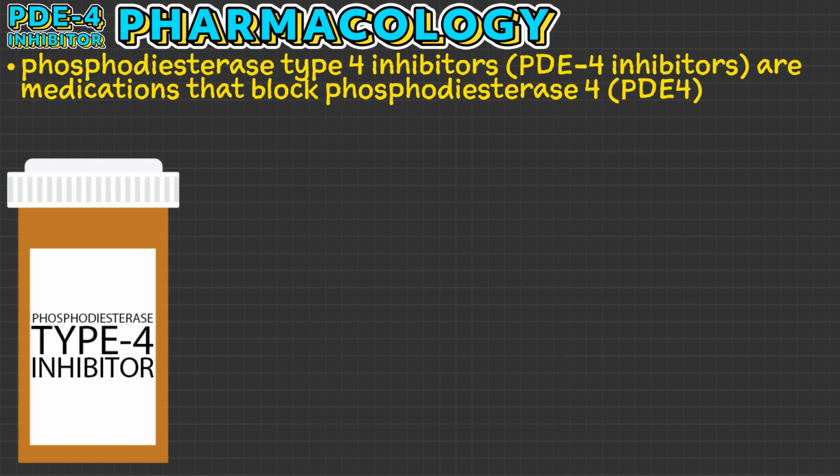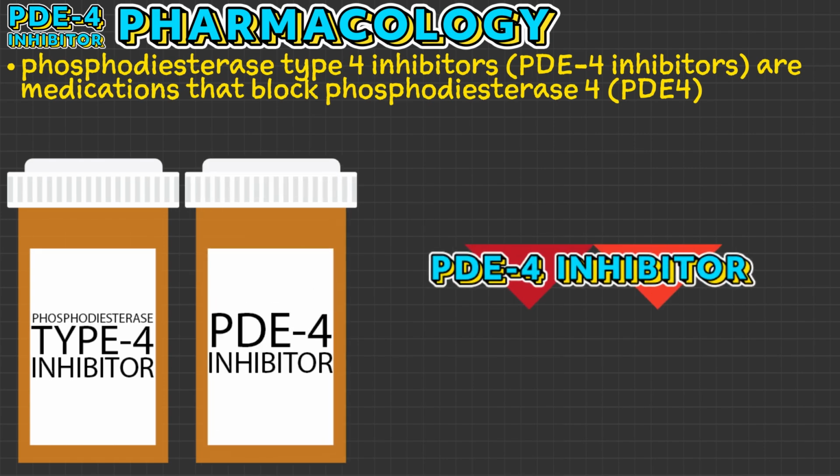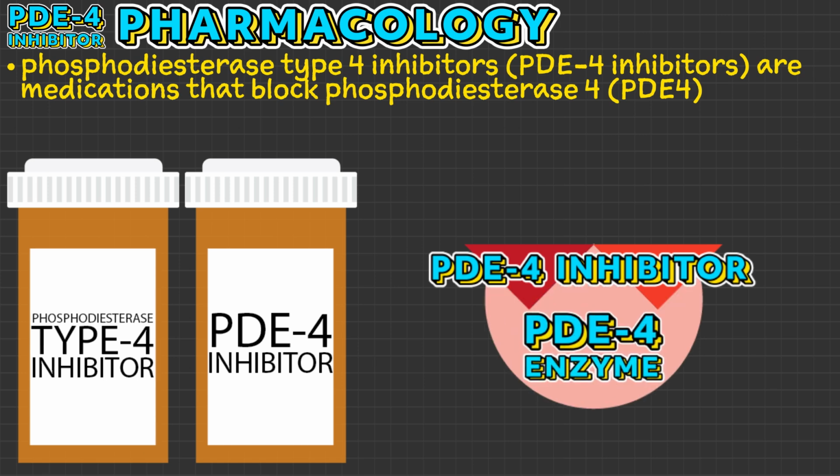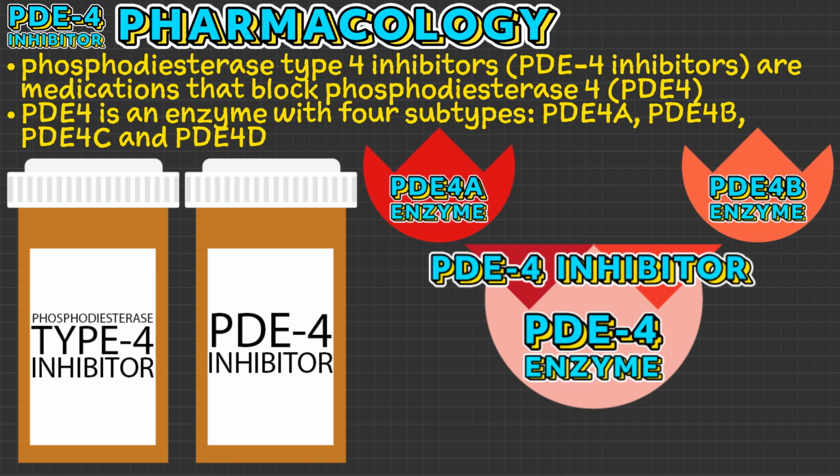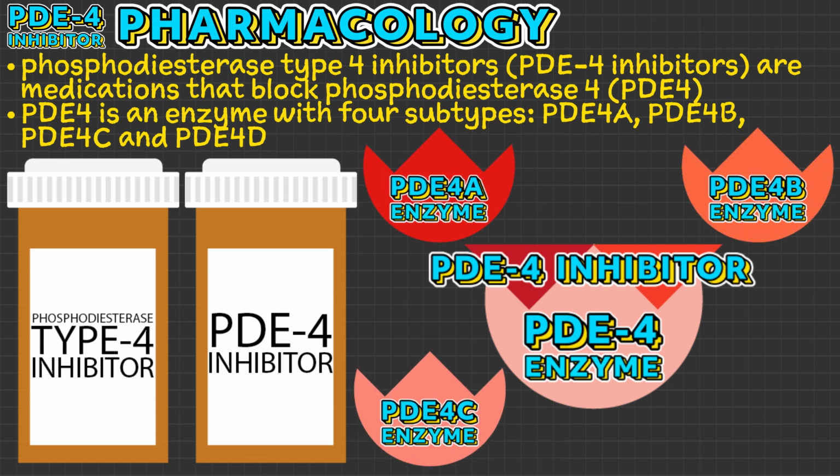Phosphodiesterase Type 4 inhibitors, also known as PDE-4 inhibitors, are medications that block phosphodiesterase 4, also known as PDE-4. PDE-4 is an enzyme with 4 subtypes: PDE-4A, PDE-4B, PDE-4C, and PDE-4D.